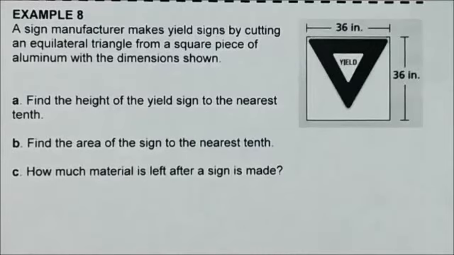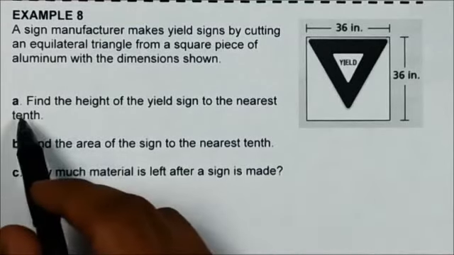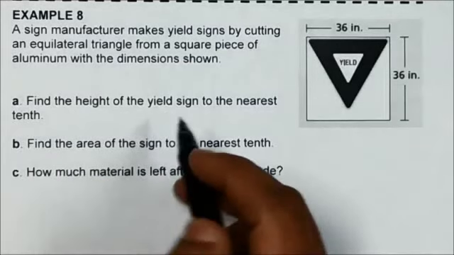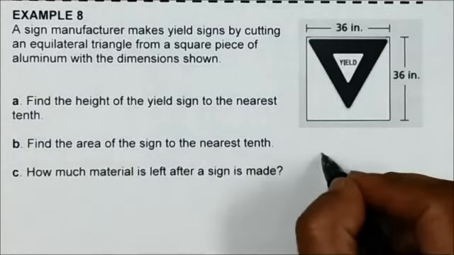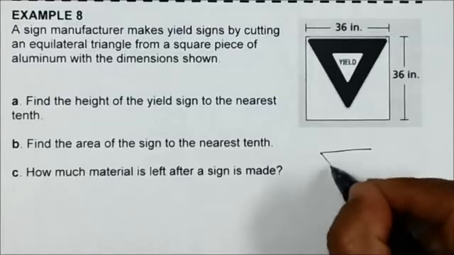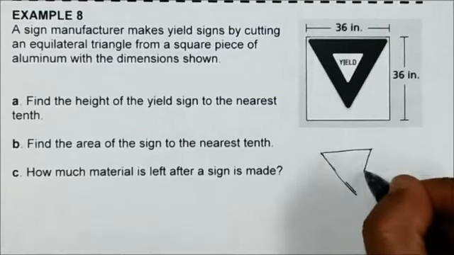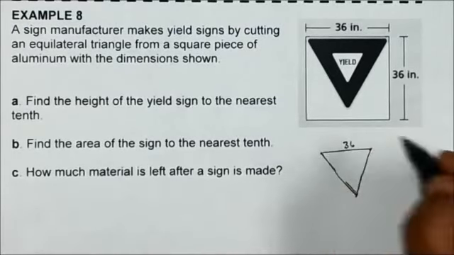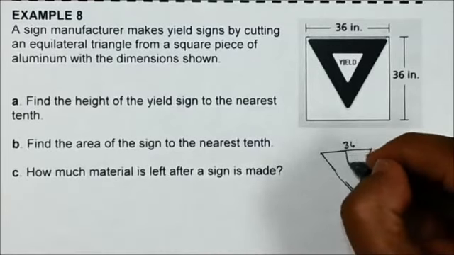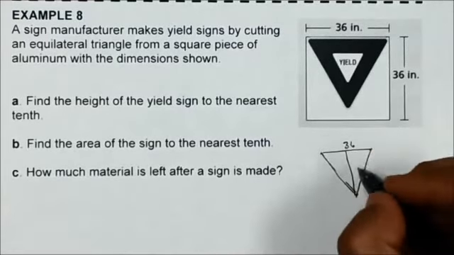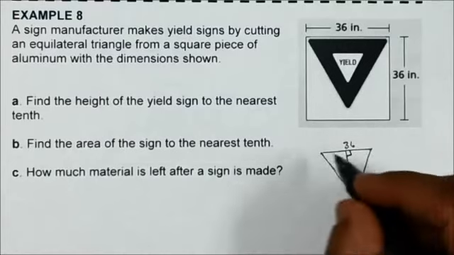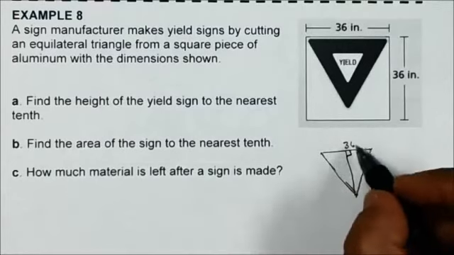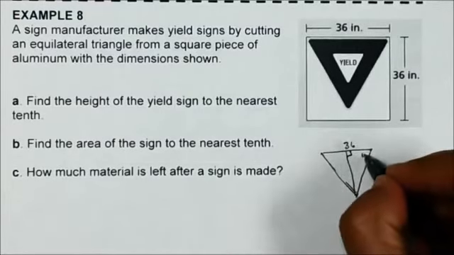Alright, example 8. A sign manufacturer makes a yield sign by cutting an equilateral triangle from a square piece of aluminum with the dimensions shown. For part A, we want to find the height of the yield sign. Since it's equilateral, I'm going to draw this over here so I can draw on the picture. I know this is 36, and I want the height, which is going to come down straight here at a 90-degree angle. Because this is an equilateral triangle, I know this has to be 60 degrees.